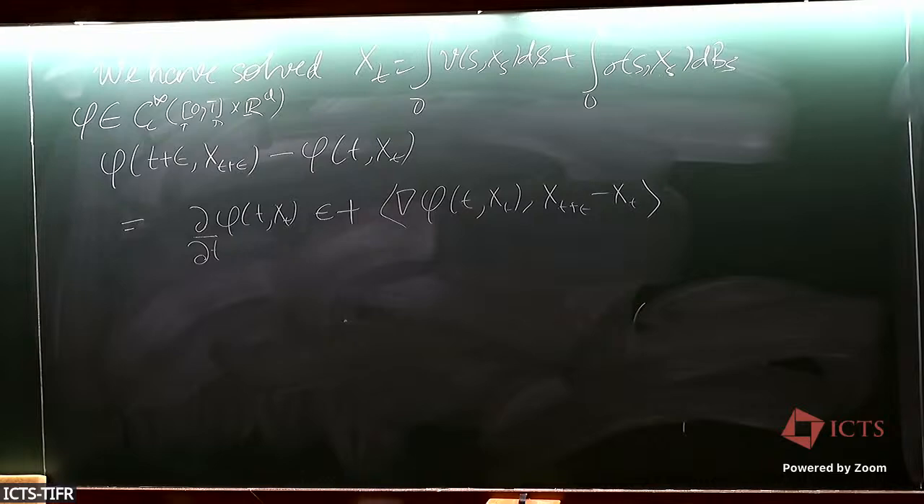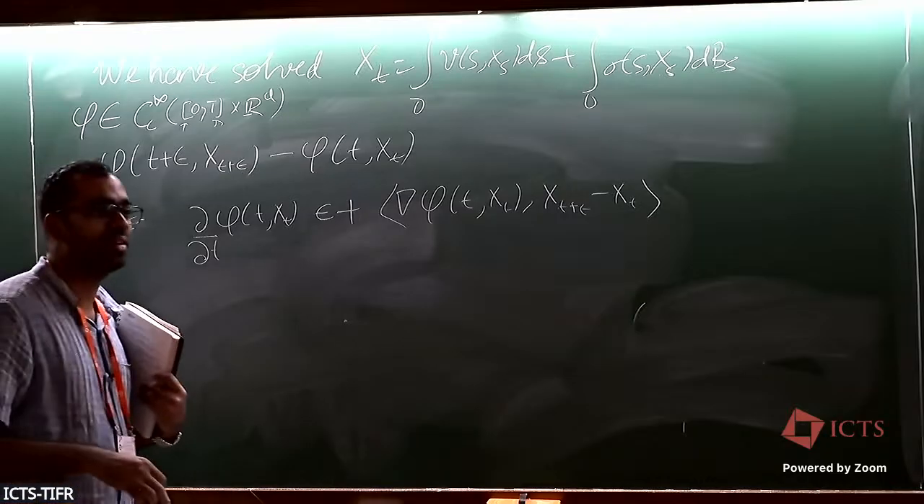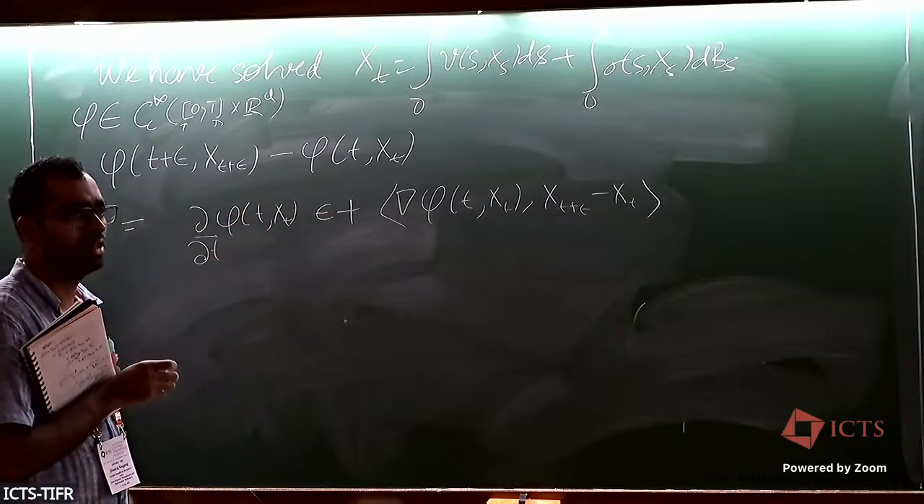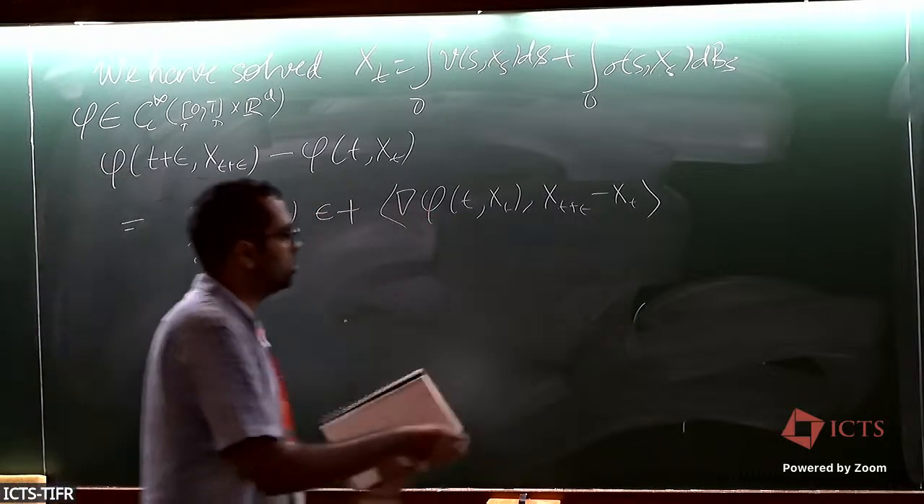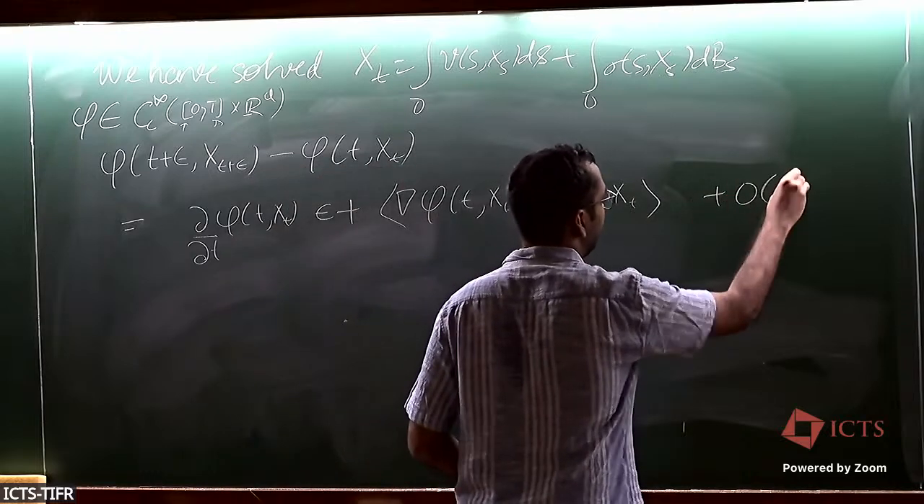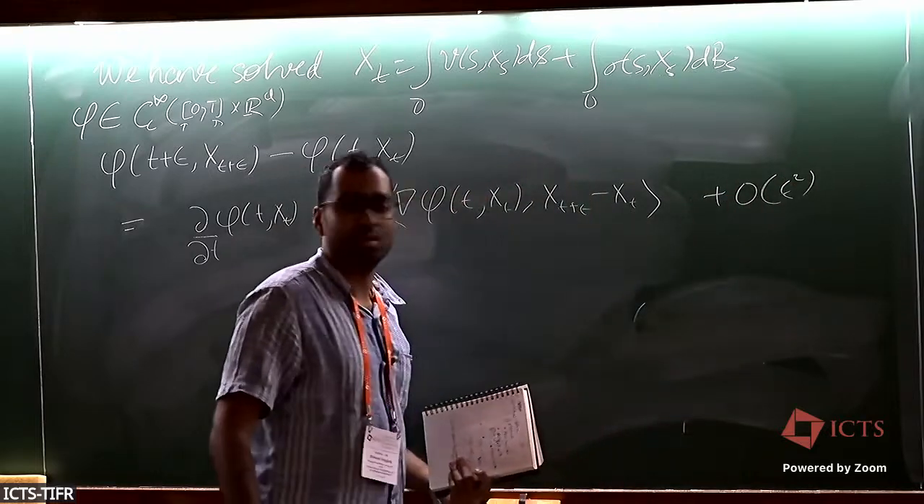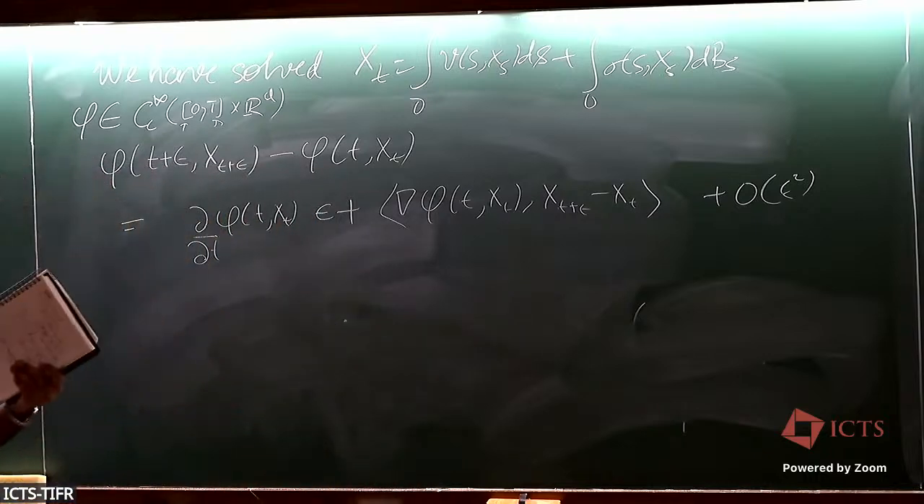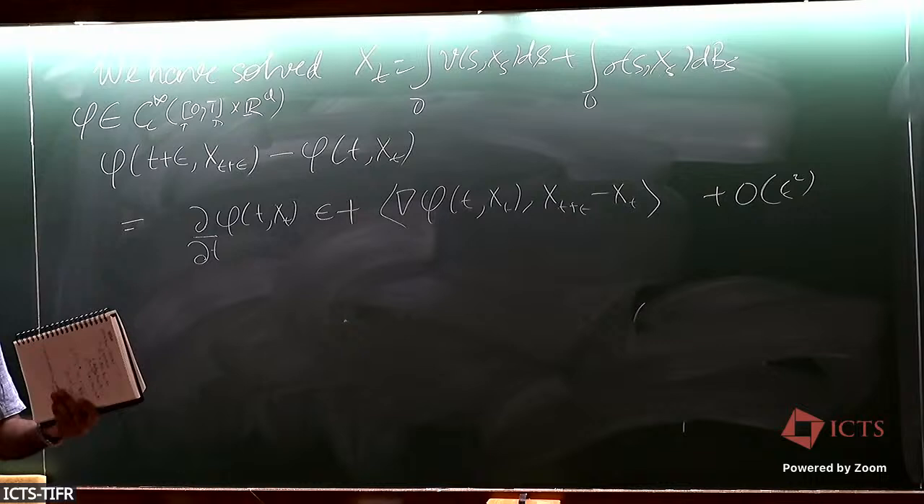I'll just give you X_t and X_{t+epsilon}. Why is this not good enough? Usually in ODEs, we would just write plus higher order terms. Correct, the higher order terms need not be epsilon squared.